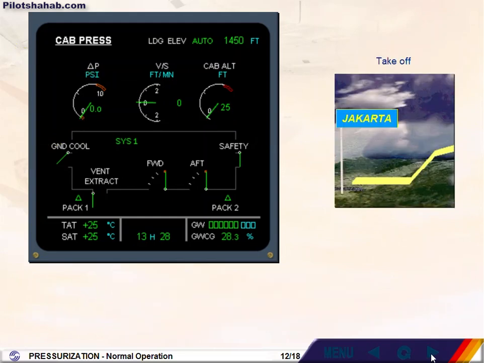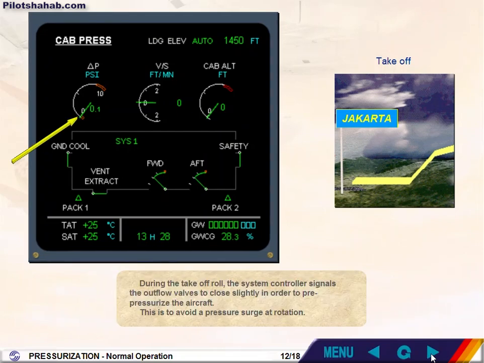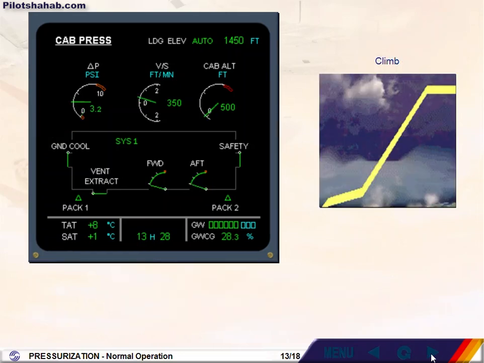During the takeoff roll, the system controller signals the outflow valves to close slightly in order to pressurize the aircraft. This is to avoid a pressure surge at rotation. At liftoff, the controller initiates the climb phase and cabin altitude varies according to a fixed law, taking into account the actual rate of climb of the aircraft. The outflow valves will move as required to achieve this.